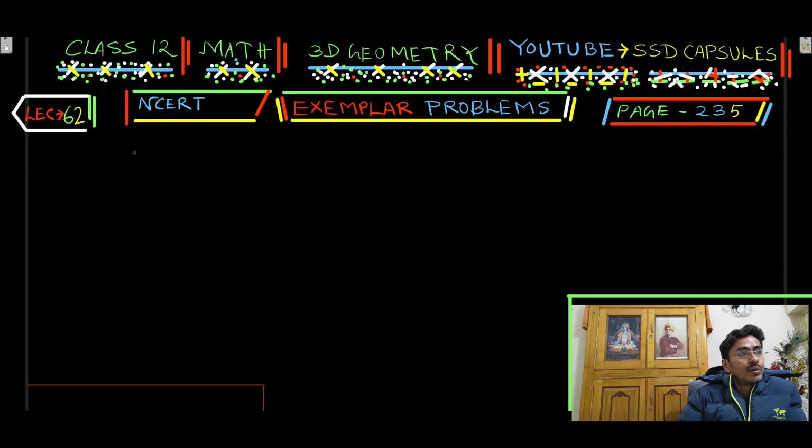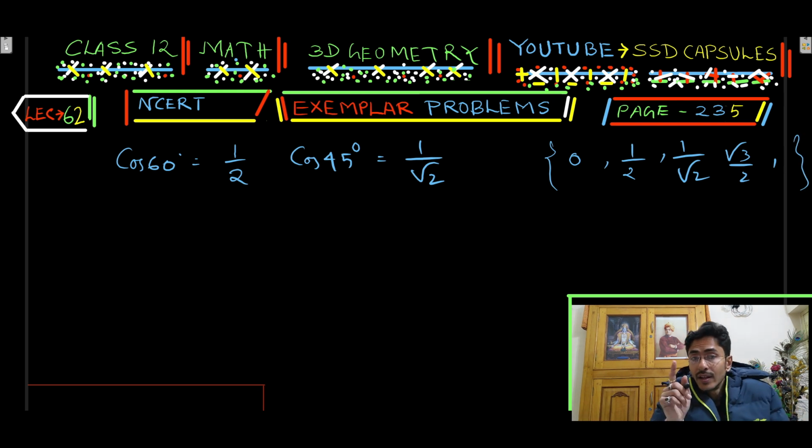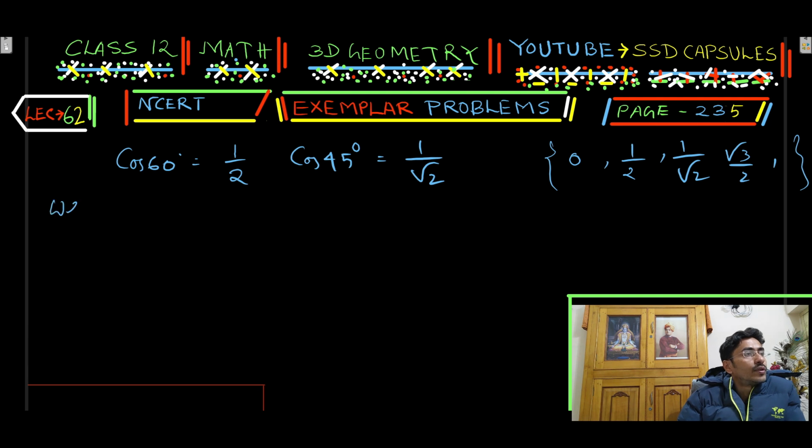Now what are the values? We know that cos 60 equal to half and cos 45 degree equal to 1 by root 2, because we have remembered these values. Now again, from lecture number 3, we know that the relation between the direction cosines of a line is l square plus m square plus n square equal to 1.